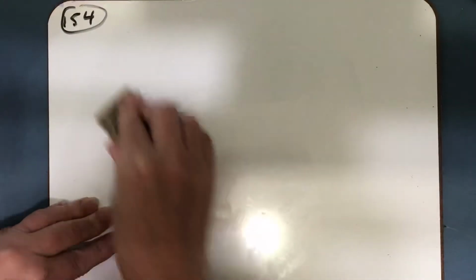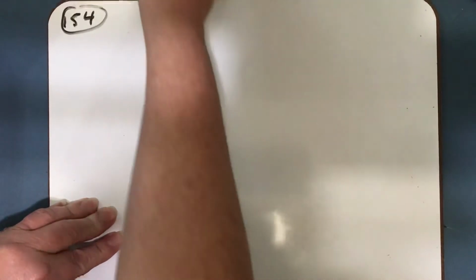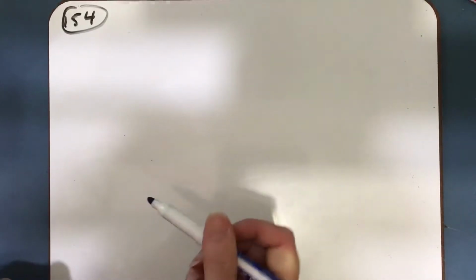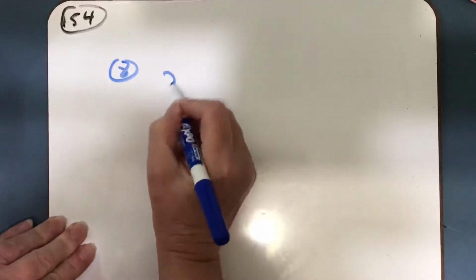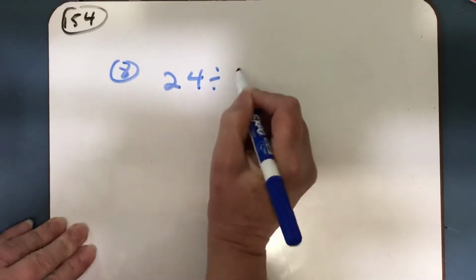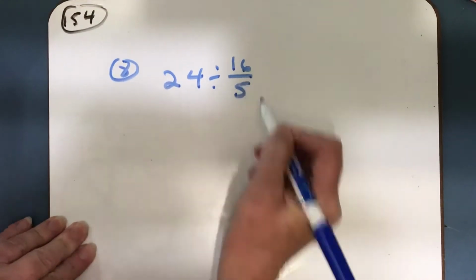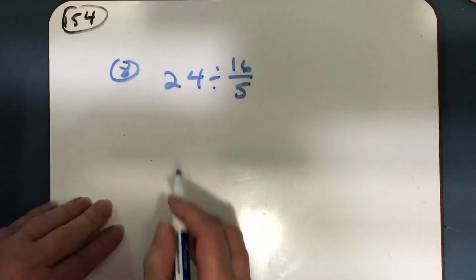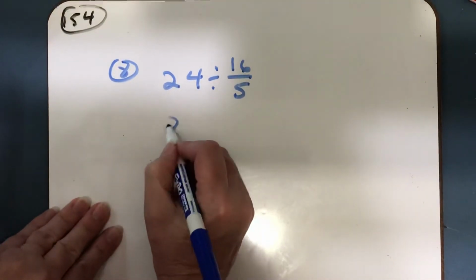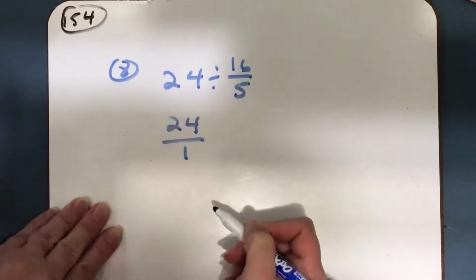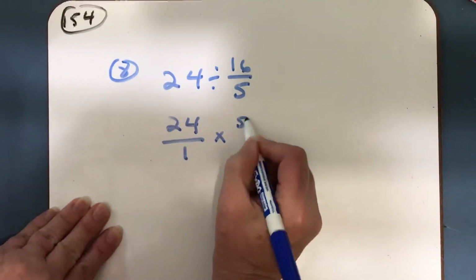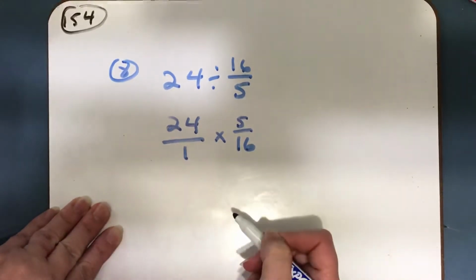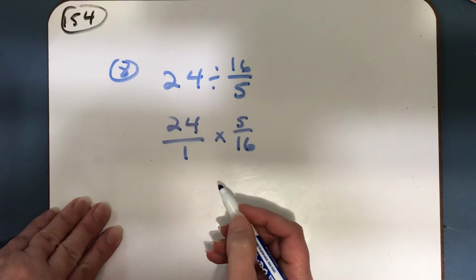Now let's look at number 8. Do the first one and the last one on the top part. So number 8 is 24 divided by 16/5. All right, so I need to rename my whole number as a fraction, so 24 over 1, and then multiply by the reciprocal of the divisor. So it'd be 5/16.